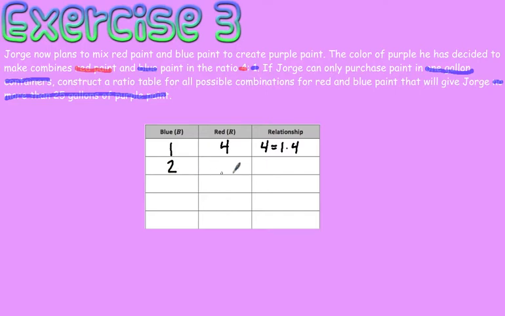If I use 2 blue, I know I have to use 8 red. And I know that that 8 comes from taking those 2 blue and multiplying it by 4, because the amount of red is 4 times the amount of blue. Okay, and again, I have 3 and 12. 4 and 16. And then 5 and 20.